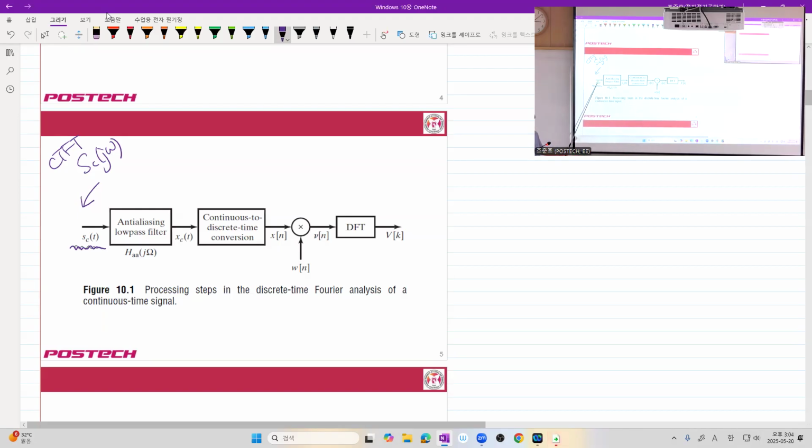But we assume that we have sampling. We sample and then use the DFT to estimate the CTFT of the signal. Of course, we assume that this anti-aliasing low-pass filter, we hope, does not cut out some information here. Even if it does, we may be interested in the frequency contents within the passband of this anti-aliasing filter.